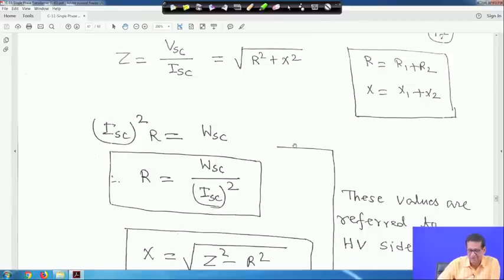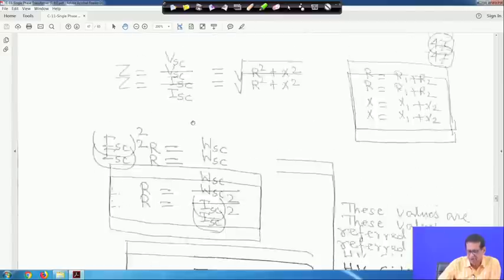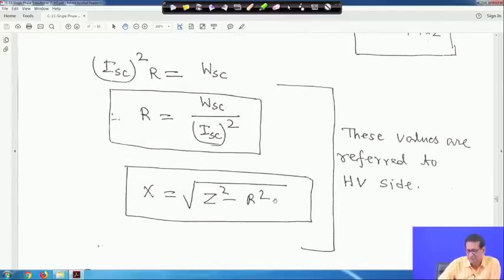Another thing you know is that ISC square R, the copper loss, is equal to the wattmeter reading, because total R is R1 plus R2. So, ISC square R is equal to WSC, the wattmeter reading. Therefore, R is equal to WSC upon ISC square. So, we get R1 plus R2. These values are all referred to the high voltage side, because the short circuit test is performed on the high voltage side. Therefore, this is the Z we got. X is then root over Z square minus R square.